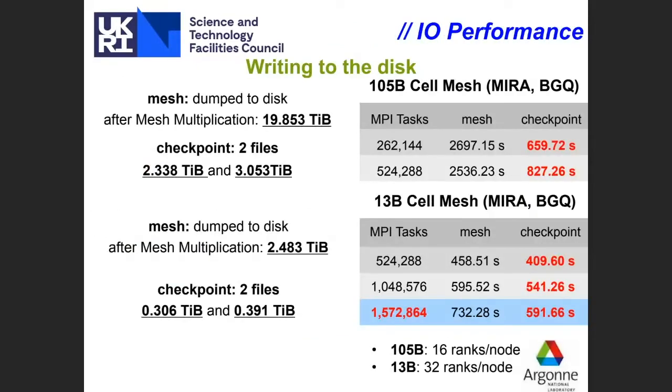So the parallel I/O has been tested, by writing a 20 terabyte mesh on the disk. That was for the 105 billion cell mesh. If you remember what you had in your simulation folder, you had a mesh input file and a mesh output file. So this is a mesh output file which has been dumped on the disk.